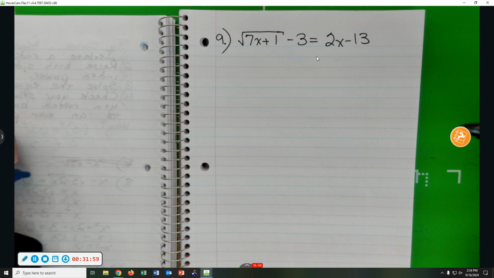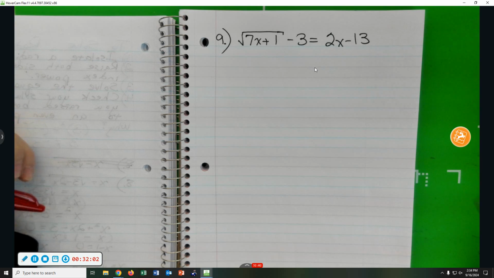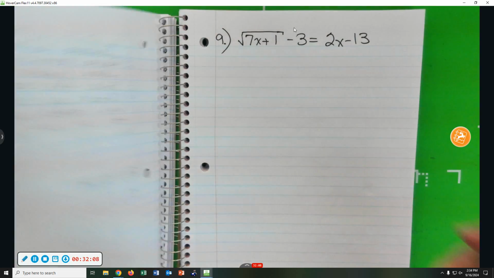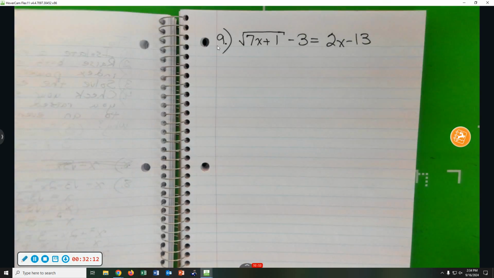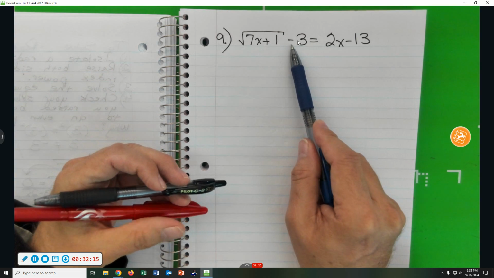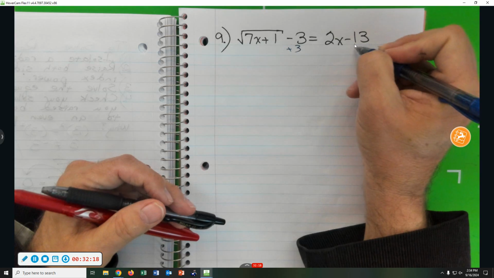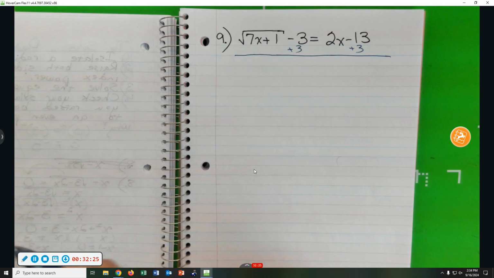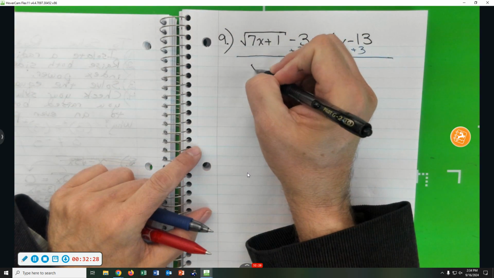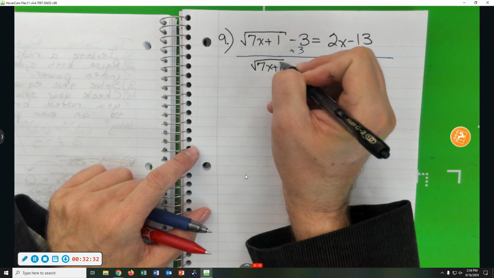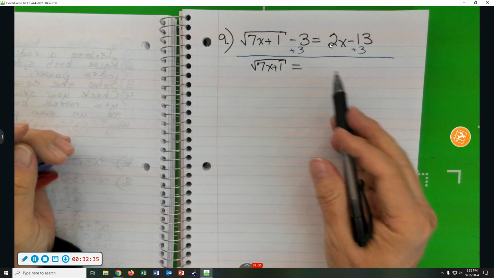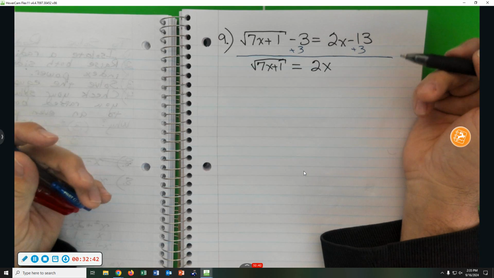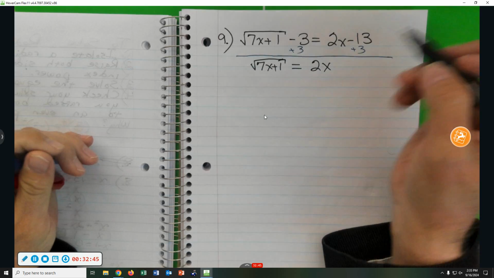Okay. Only one correct first step. Only one thing you can do to get started. Move the three over. Good. Isolate a radical term. Here's the radical term. You need to get rid of that minus 3, so we'll add 3 and add 3. And that gives us, now we just have that square root of 7x plus 1 by itself. And on the right side, we have a 2x. Negative 13 plus 3 is going to give me a negative 10.